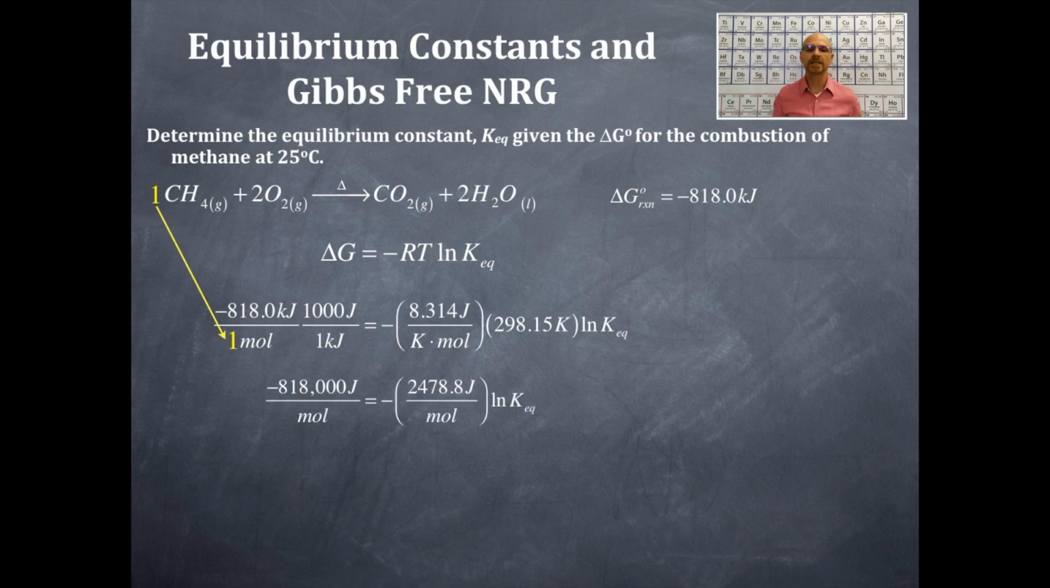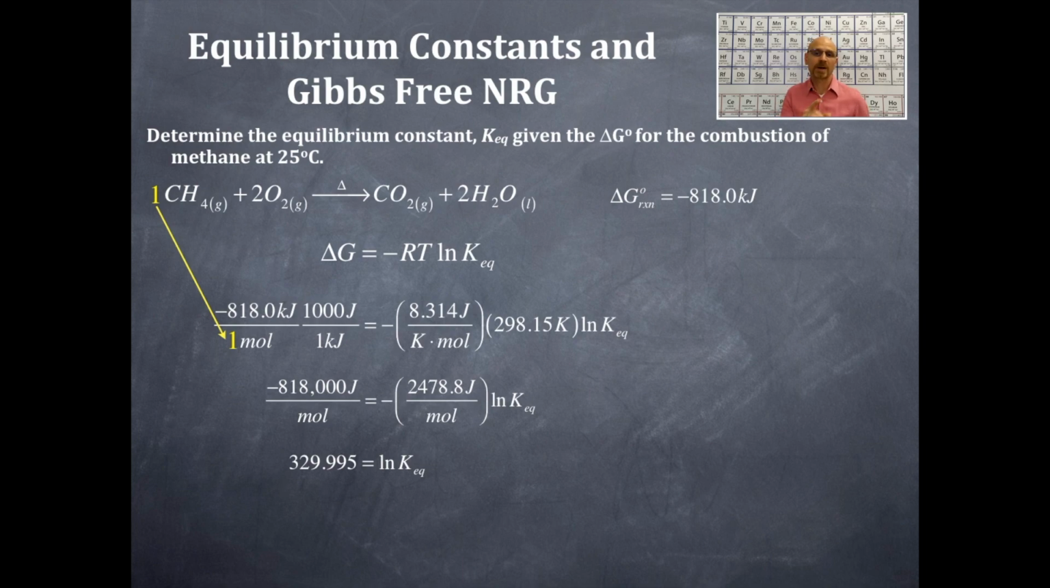Let's do a little bit of math, canceling units, and simplification right here. On the left-hand side, I have negative 818,000 joules per mole is equal to negative 2,478.8 joules per mole times the natural log of KEQ. We're going to move that numeric value over with a little division here and cancel out our units. Bam! I got 328.995 is equal to natural log of KEQ.